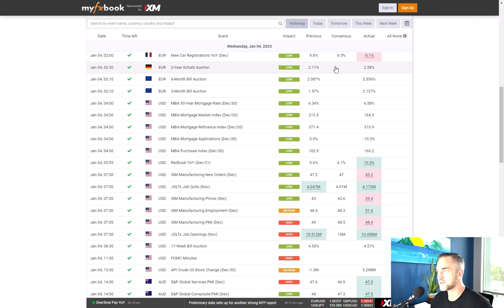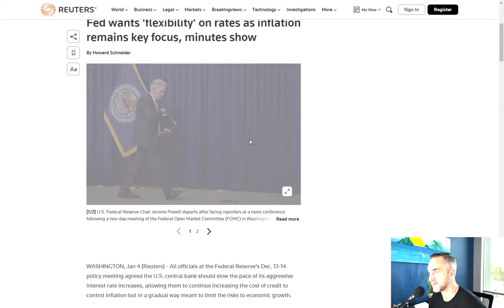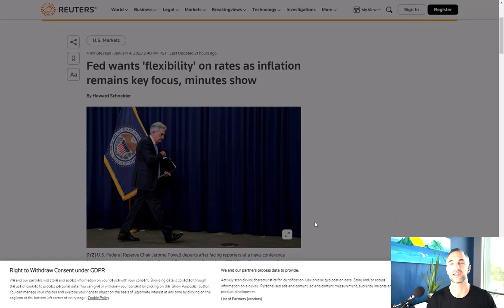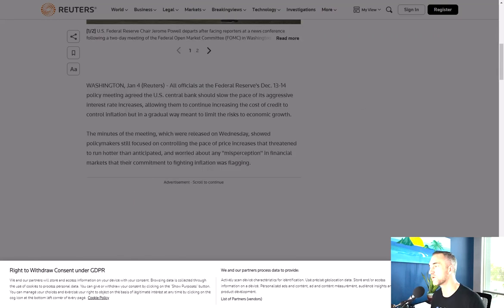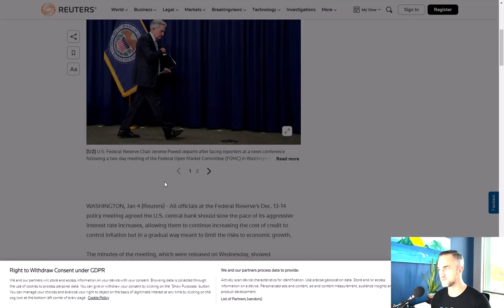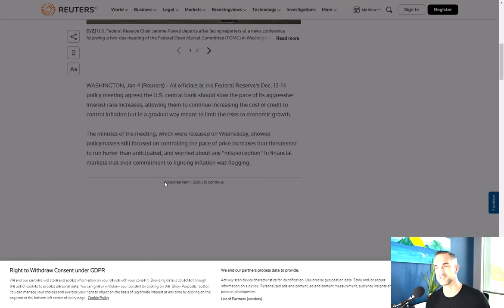And that's why, here's what the Fed said yesterday. They want flexibility on rates as inflation remains the key focus in the minutes. So I would actually disagree with this article. Why? Because inflation was not the main target of the minutes. It was the jobs. Why? Because if more people are employed and they have more money, they're going to go spend more. It's going to create more inflation. So Fed Chair Jerome Powell wants job openings to go down. He wants job quits to go up, and he wants unemployment to go up to tamp down the spending.